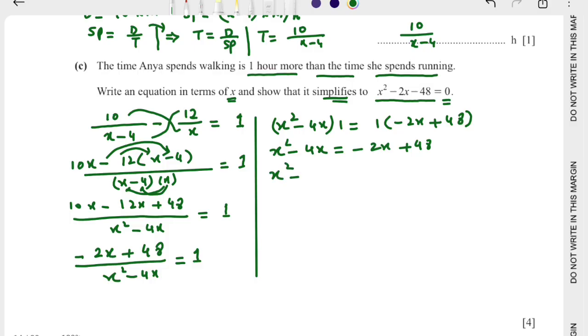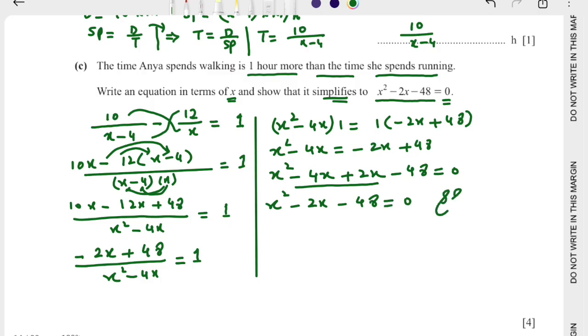Now x square minus 4x, shift minus 2x on the left hand side, it would be positive 2x, and plus 48 again on the left hand side, it would be minus 48 is equal to 0. Now combine minus 4x and 2x. x square minus 2x minus 48 is equal to 0, and that is shown.